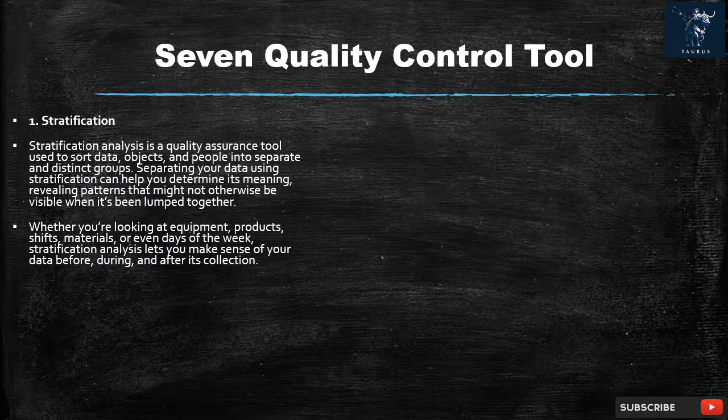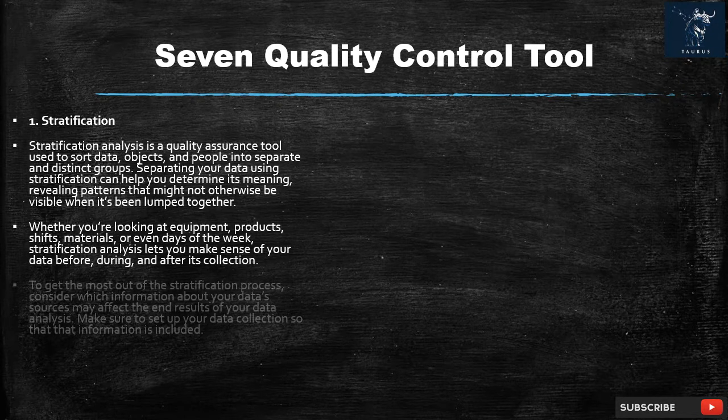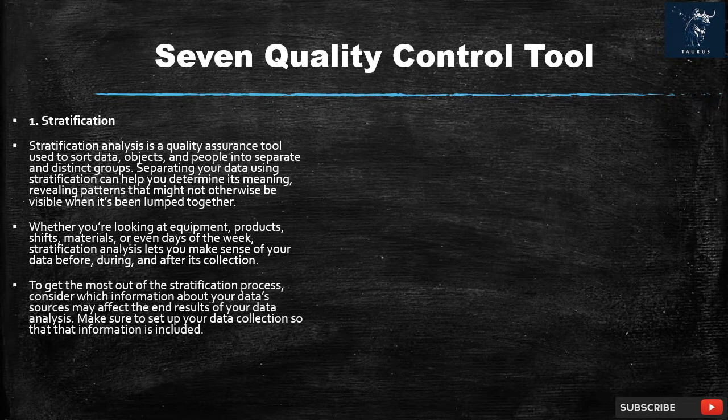1. Stratification. Stratification analysis is a quality assurance tool used to sort data, objects, and people into separate and distinct groups. Separating your data using stratification can help you determine its meaning, revealing patterns that might not otherwise be visible when it's been lumped together. Whether you're looking at equipment, products, shifts, materials, or even days of the week, stratification analysis lets you make sense of your data before, during, and after its collection.